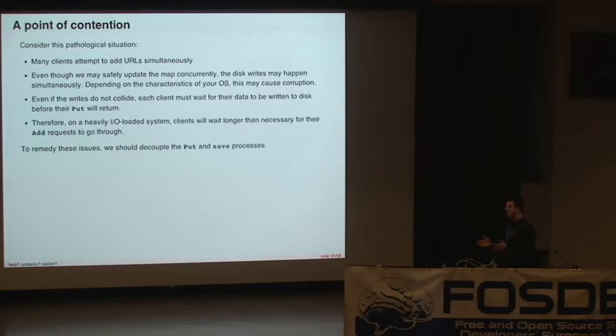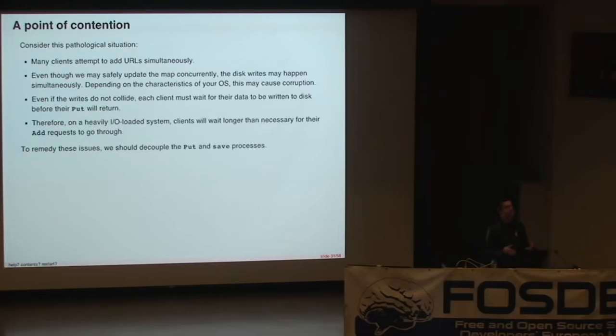Now some operating systems do writes atomically, and so this might be okay, but some of them don't, and we can't rely on this kind of behavior. And secondly, even if the writes don't collide, it means that every client has to wait for its put to go through to disk before it will return. We don't mind making clients wait for the in-memory map to be updated, because that's a very fast thing to do. But if you're talking about disk writes, in a heavily IO-loaded system, clients will wait way longer than they need to for their requests to go through.